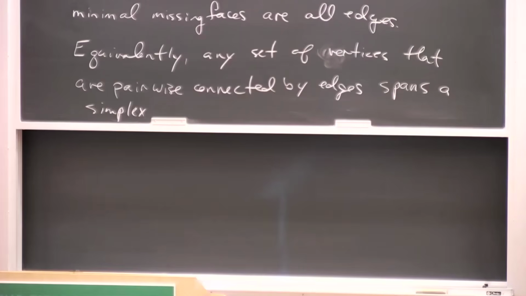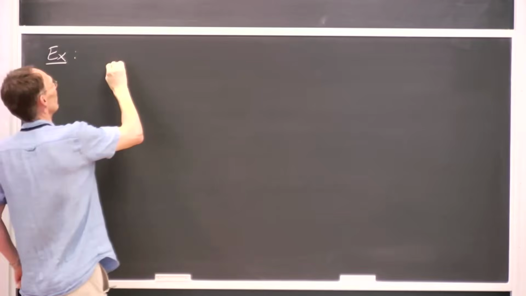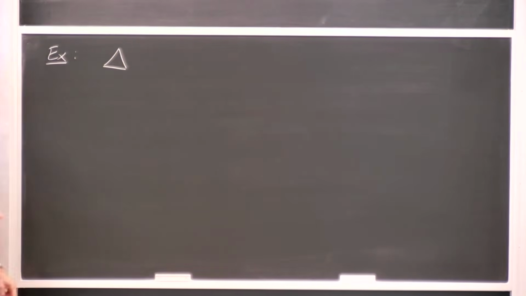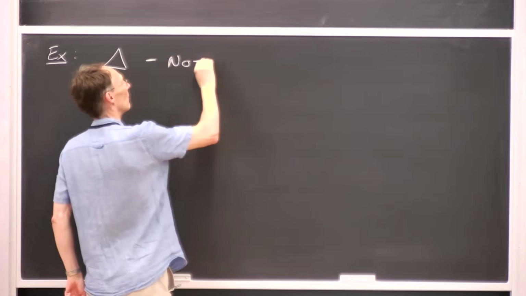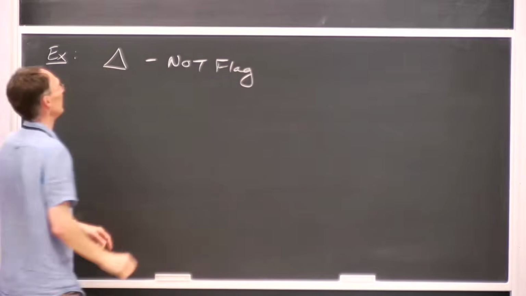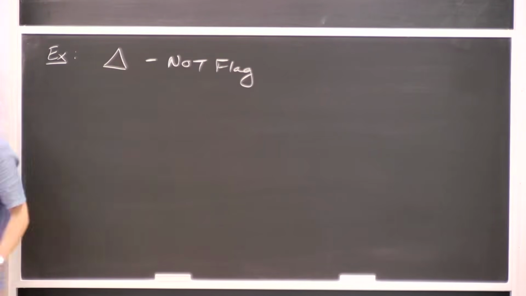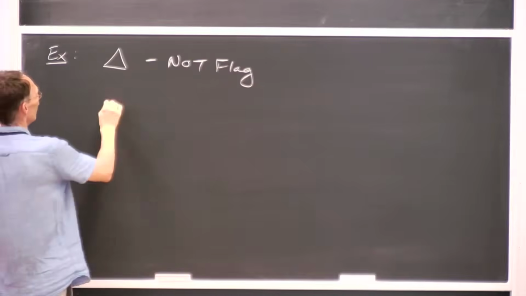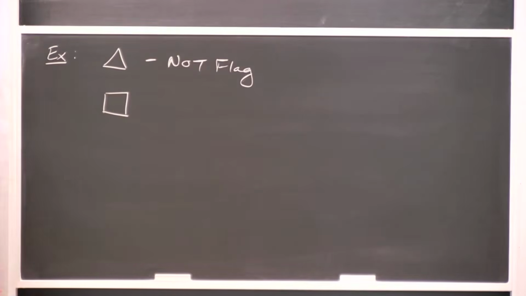So for example, something like the boundary of a triangle is not a flag complex because there's a missing face here, which is a two-face, but you're only allowed to have minimal missing faces that are edges. But if you look at a square, or the boundary of a square, that is flag. There's no missing two faces, but there are two missing edges.